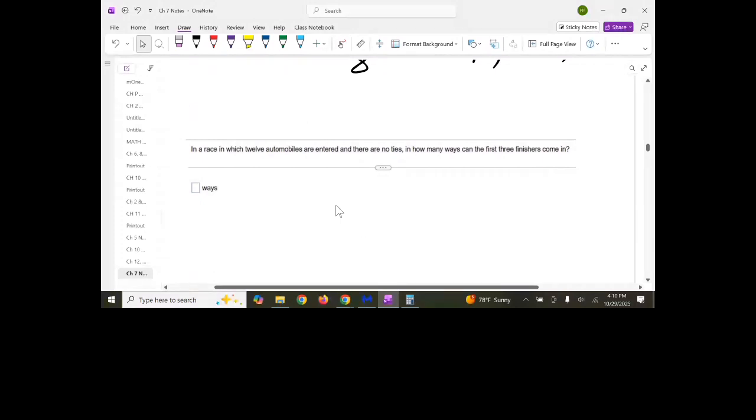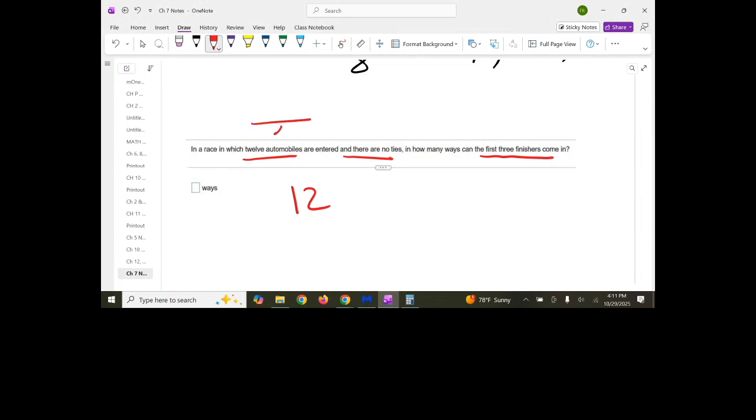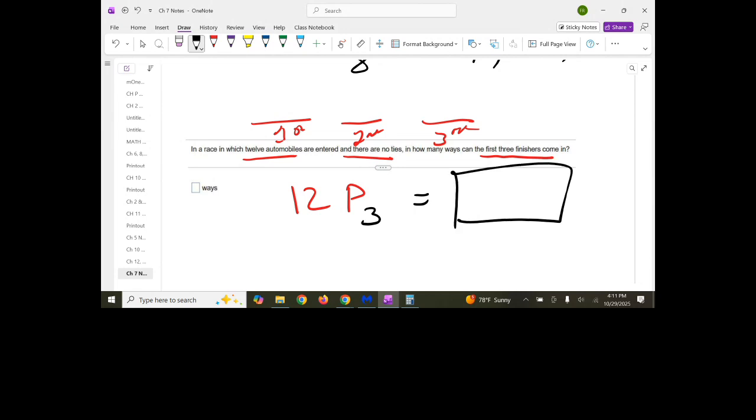All right. And the next one here says, in a race in which 12 automobiles are entered, okay, so we got 12, and there are no ties, how many ways can we pick the first 3 finishers? So look, y'all, this is first place, second, and third. So we have 12, and we are going to pick 3.